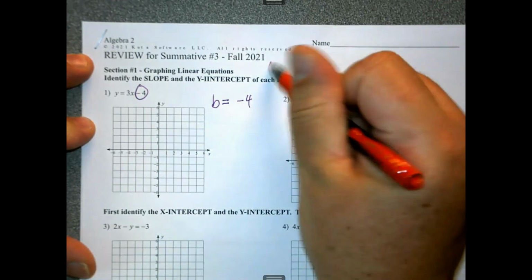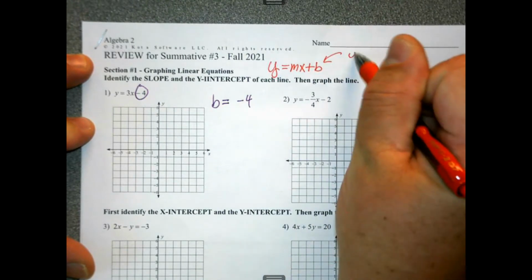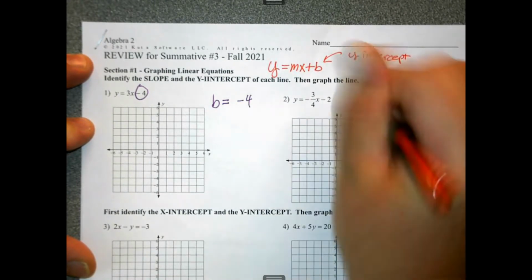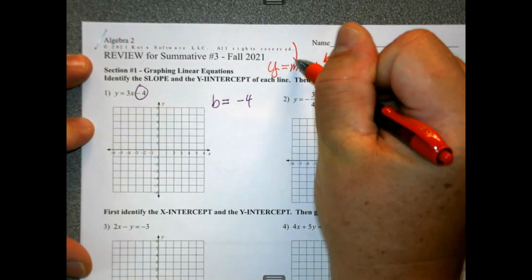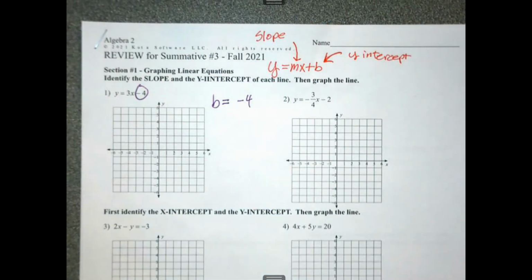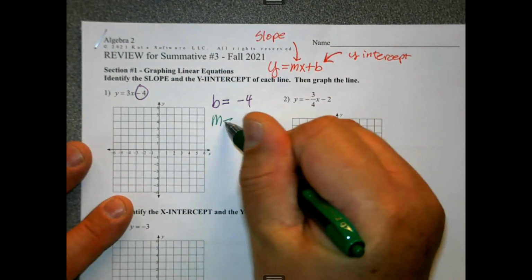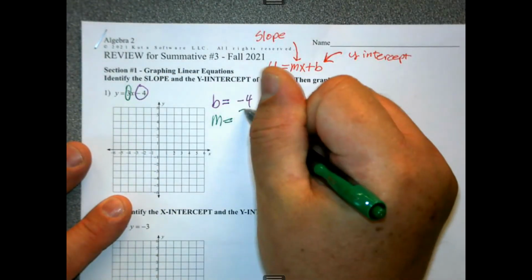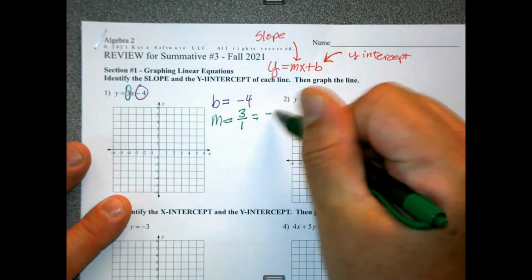because these are in slope intercept form, right? y equals mx plus b, where b is the y-intercept, and the coefficient of x is the slope. Okay. So the y-intercept was -4. The slope is the coefficient of x. In this case, it's 3 or 3 over 1, because we need slope as a fraction, or -3 over -1.